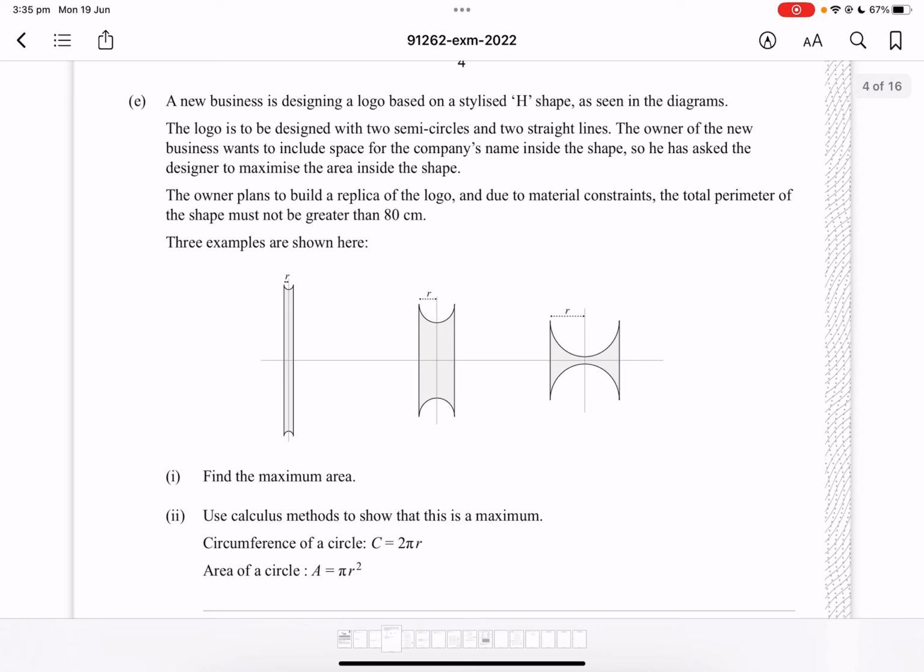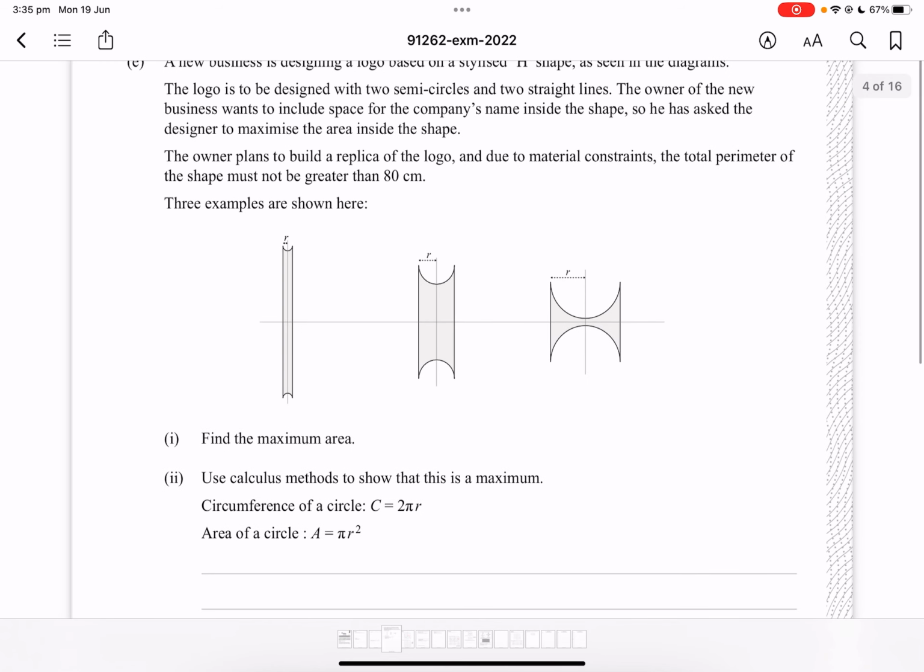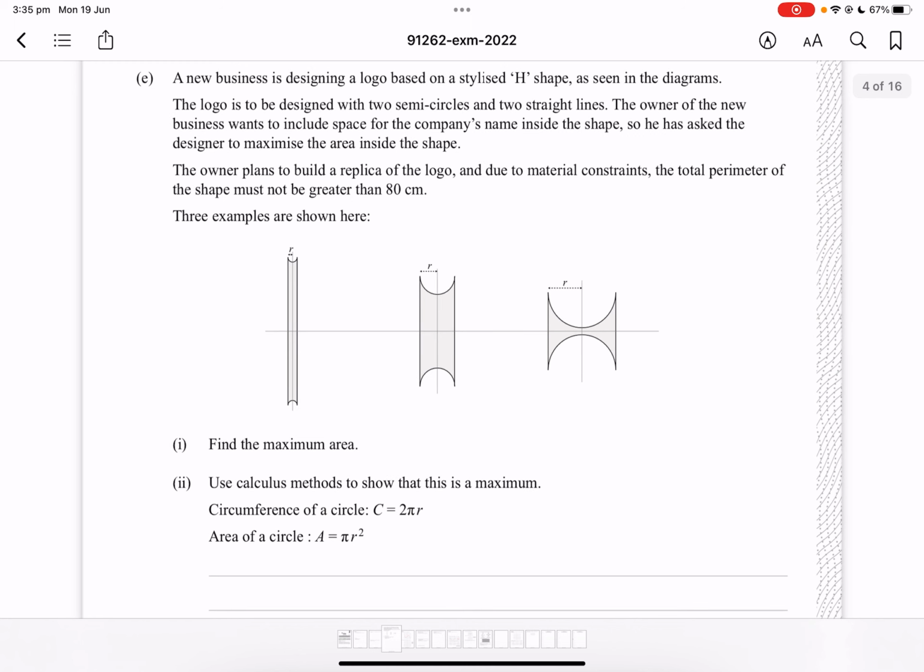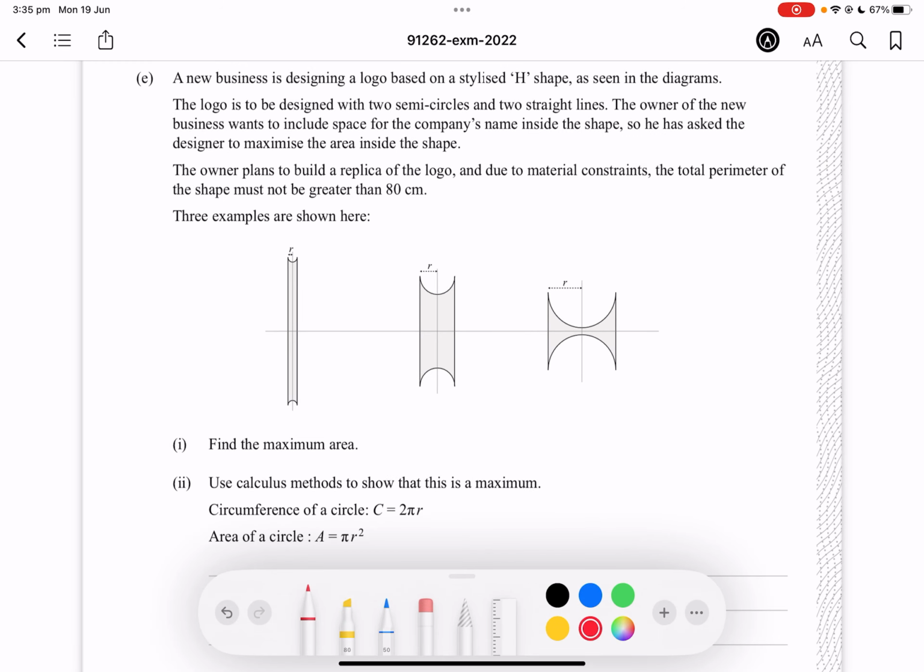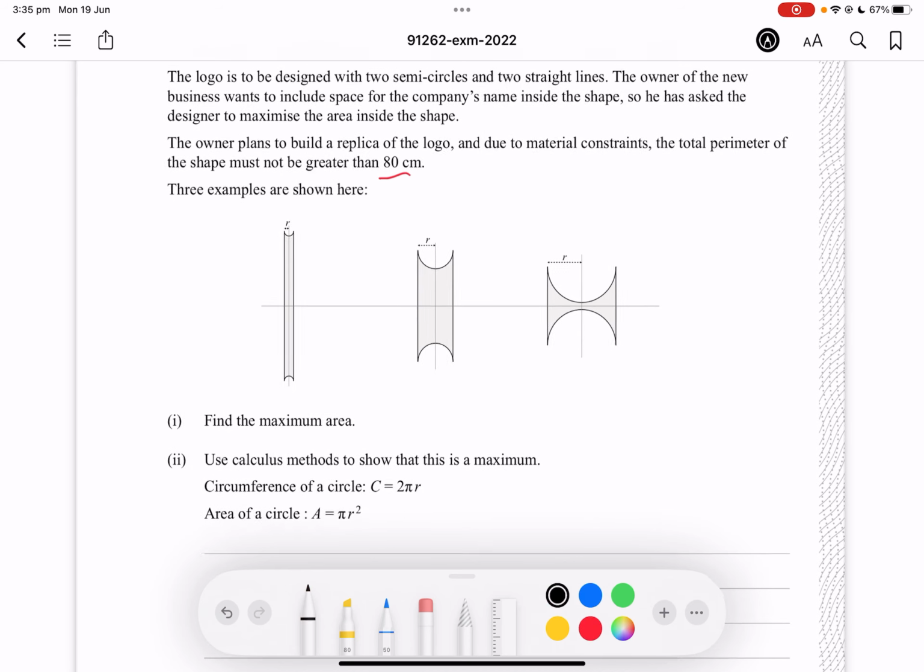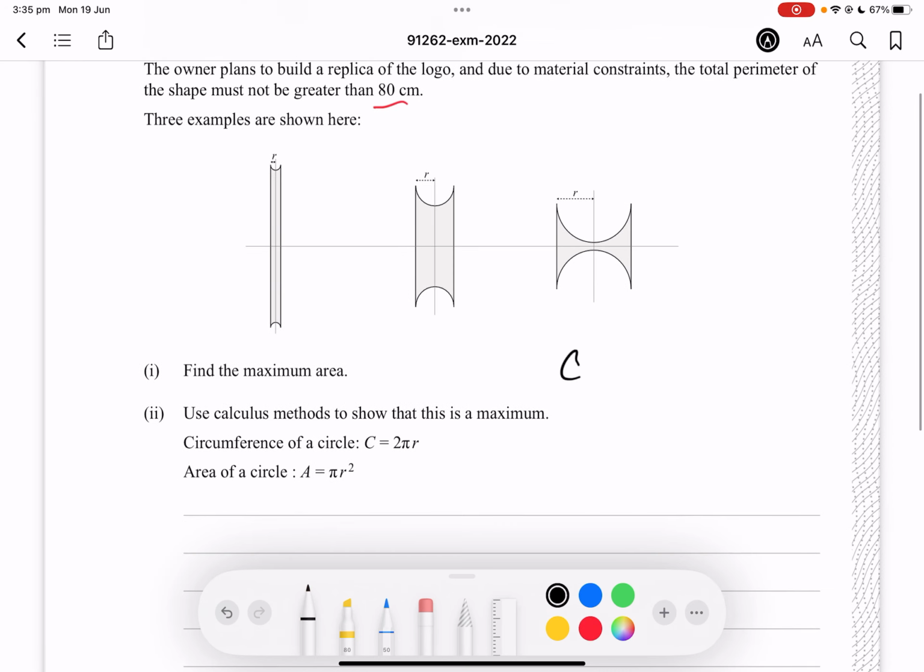So we see 3 examples here. So 3 examples of possible shapes are shown below. So we have one with a very small radius, one with a medium radius, and one with a pretty big radius. So we want to find the maximum area. So for these types of questions, I like to start off with just finding out the constraint here. So using the constraint to formulate an equation.